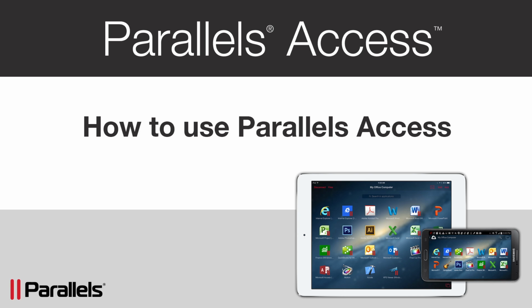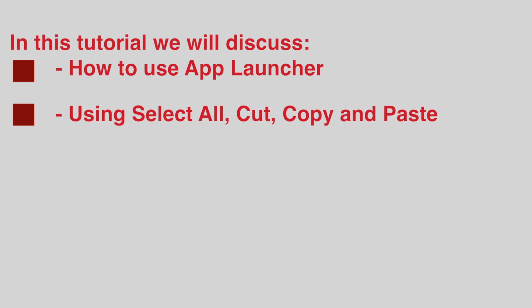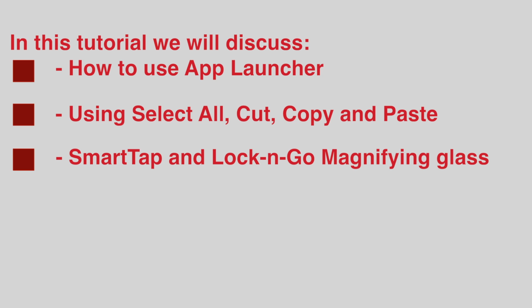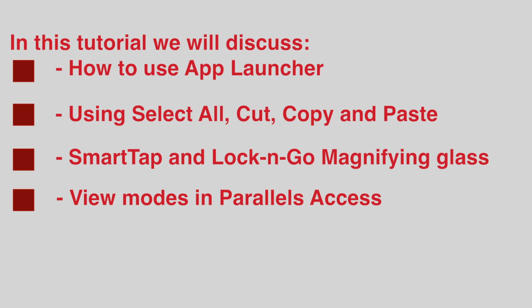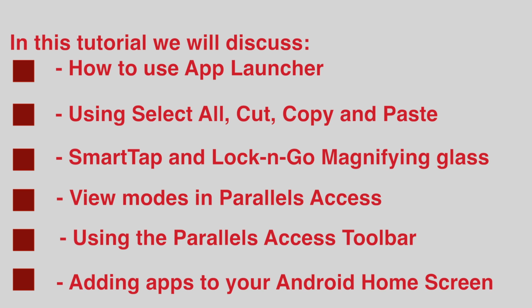In this tutorial video, we will discuss how to use Parallels Access, how to use the app launcher in switching between running applications, how to use Select All, Cut, Copy, and Paste, how to use SmartTap and the Lock and Go magnifying glass to select objects, commands, or controls, how to change view modes within Parallels Access, how to change settings using the cogwheel, and finally, how to add your favorite remote computer apps to your Android home screen. You can jump directly to any of these sections by clicking on the box or topic name above, or just sit back and watch the entire video.